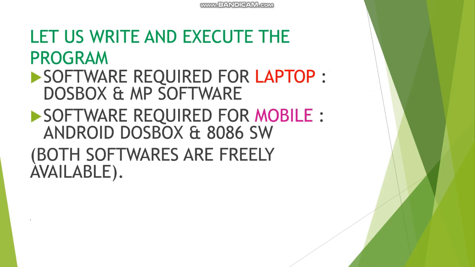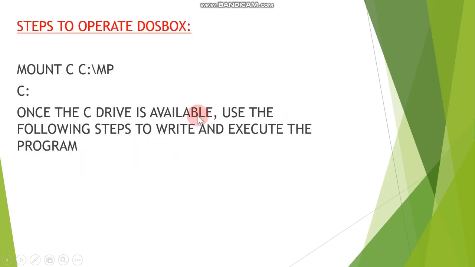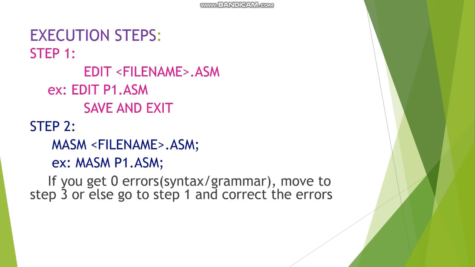Let us write and execute the program. The software required for a laptop is DOSBox and MASM software, and for mobile is Android DOSBox and 8086 software. Both the softwares are freely available. Steps to operate DOSBox: entering the DOSBox into the Z drive, we need to type mount C /MASM, enter, C:. Once the C drive is available, use the following steps to write and execute the program.